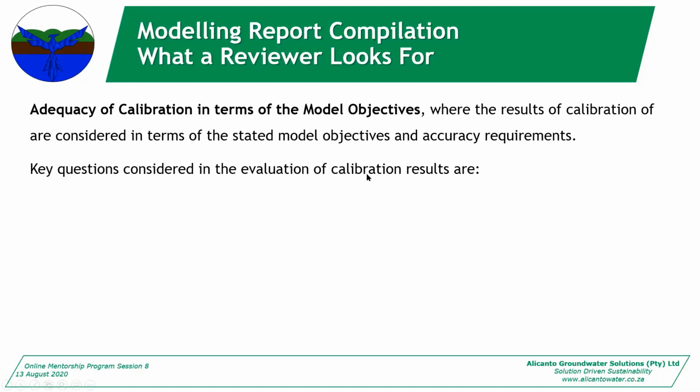Then is the calibration adequate for the model objectives? Where you consider your calibration level against your model objective and your accuracy requirements. If you've got a model that's calibrated to 20%, that means your model results are 20% confidence. If your model objectives are for feasibility, that's not good enough. But if it's just to get a thumbsuck idea of a dewatering volume requirement or a plume direction, not even a plume quantity, just the direction of a plume, then that's okay. But again, you have to relate everything back to the initial objectives.